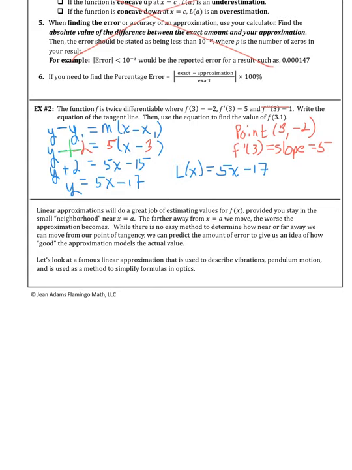And they're going to use that equation to find the value at 3.1. Okay, so we're going to find L of 3.1, equals 5 times 3.1 minus 17, which is equal to -1.5. So that one's a pretty simple one.